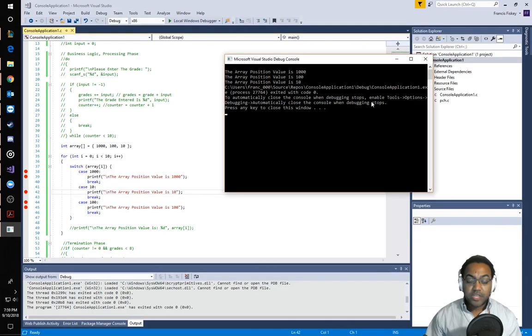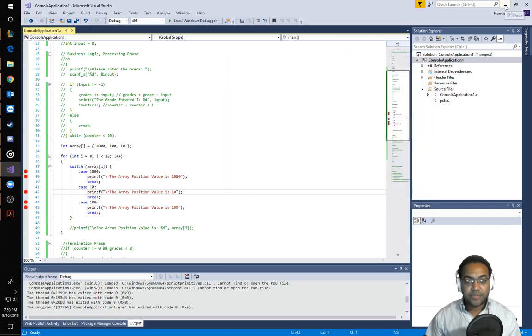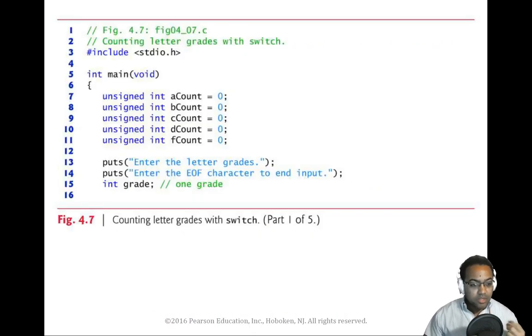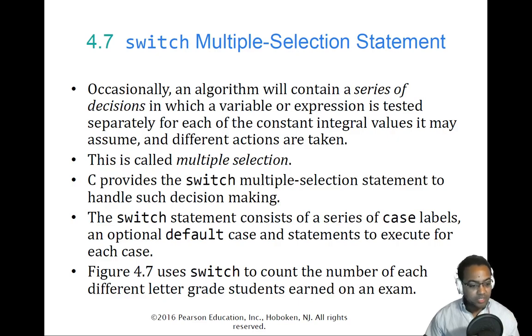So let's go over the text and see what the text has to say about this. A switch statement is called a multiple selection. C provides the switch multiple selection statement to handle such decision making. The switch statement consists of a series of case labels and an optional default case and statements to execute for each case. Figure 4.7 uses switch to count the number of each different letter grade students earned on an exam.